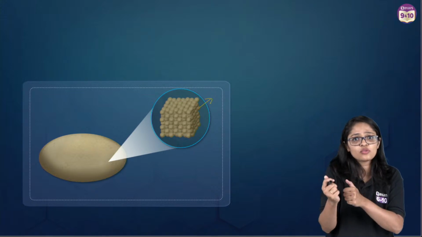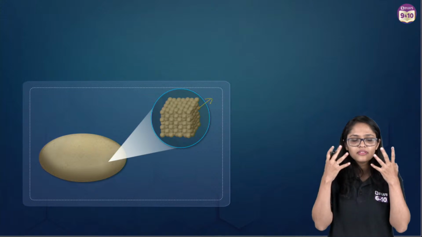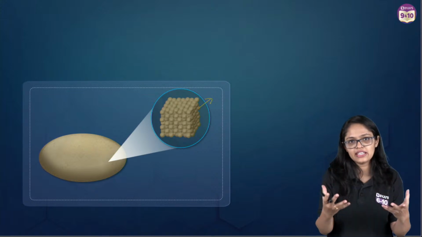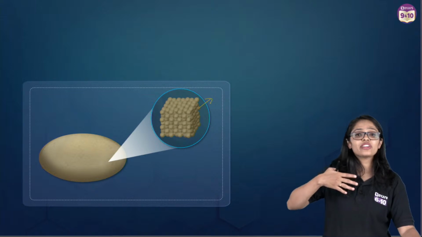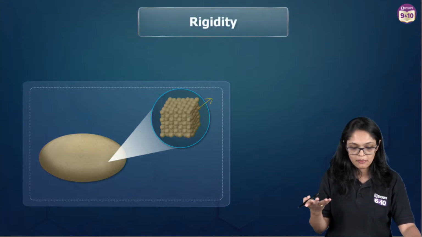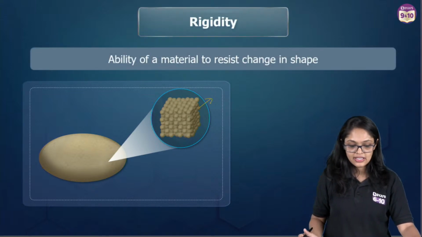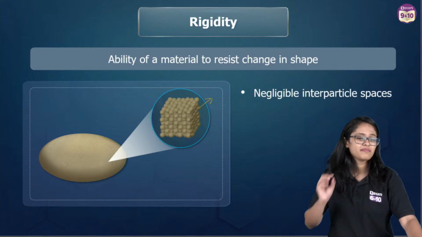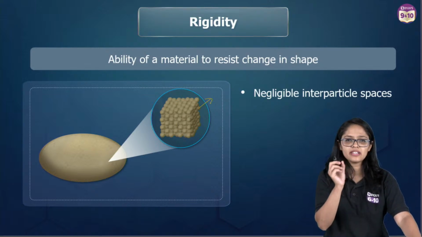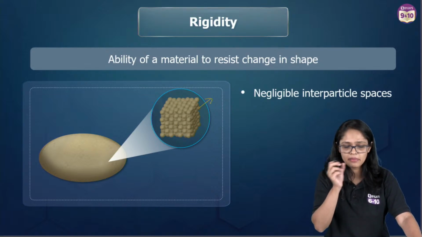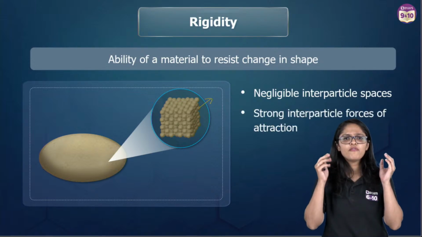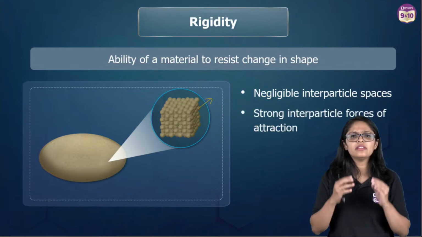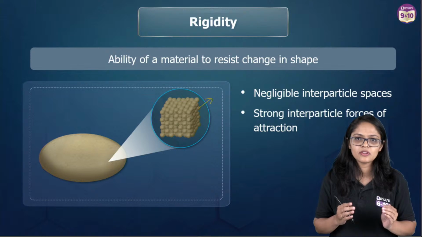And this leads to the rigidity. The characteristic or the resistance to change of shape is called rigidity. It's because of the very little space present between the particles, and also the high force of attraction between the particles. Got it?